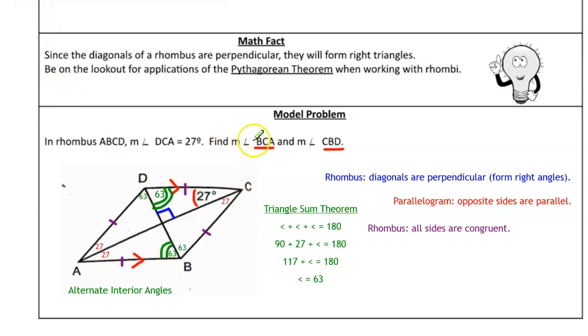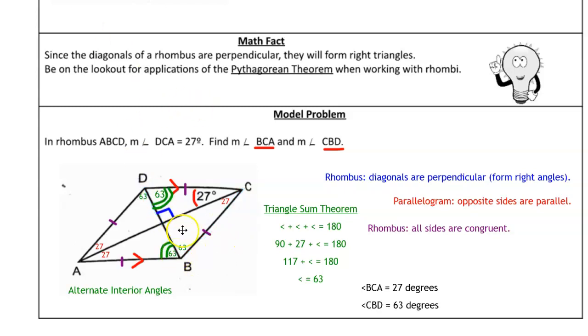The first one asks us what the measure of angle BCA is. Well, from B to C to A is this angle over here, and that angle must just be 27. Next it asks for angle CBD, so from C down to B, up to D, that angle is just 63 degrees.